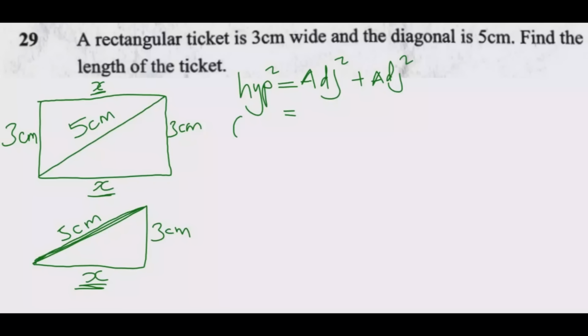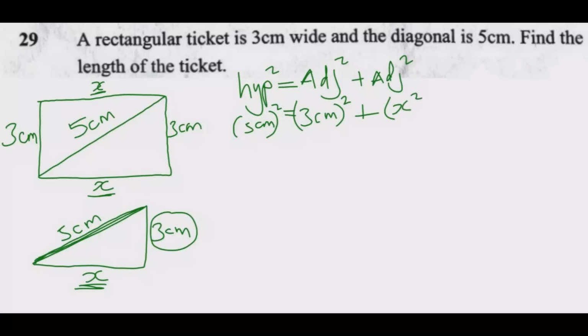So we say 5 cm squared is equal to the adjacent. We focus on this adjacent, which is 3 cm squared, plus, are we given this adjacent? No, what we are given is x, so we say plus x squared.